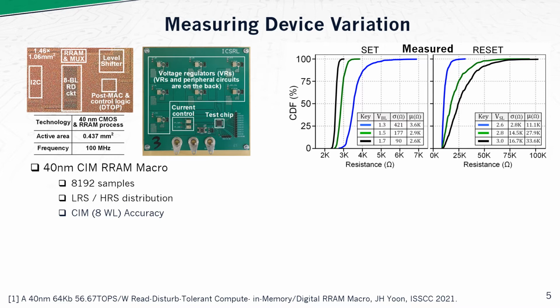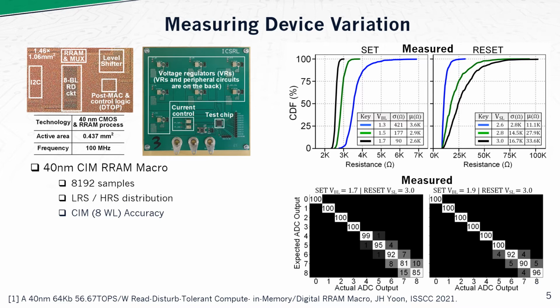From this data, we can infer the mean and standard deviation of the resistance values, and we observe that by increasing write voltages, we can reduce the standard deviation as a percentage of mean and thus improve compute memory accuracy. To evaluate the impact of these device variations, we can perform 8-row parallel read after writing the cells with a random uniform distribution. The result of this is presented on the right as a confusion matrix showing the actual ADC output versus what we expect to receive based on the weight encoding.